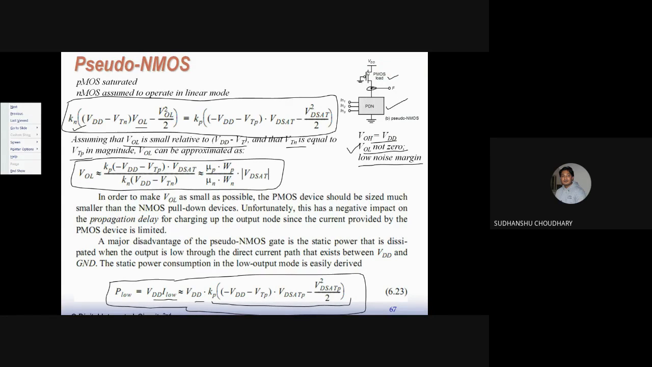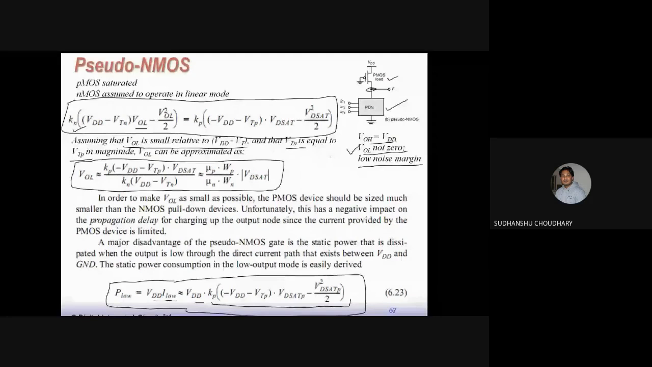But since PMOS is on, it is charging this node, and the pull down is on, it is also trying to discharge. So if my PMOS is stronger than the pull down network, then obviously this output node can never be brought down to complete zero volt, right? So that has been shown here in the simulation.